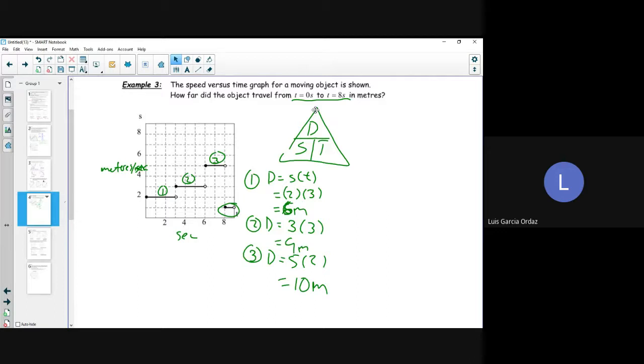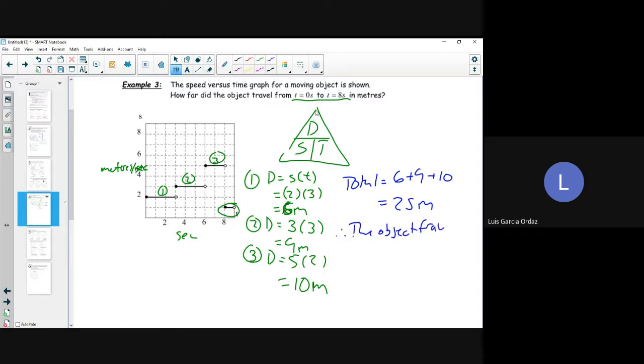So now that we need to find our total distance, all we're going to do is add up the first 3 segments. So total is equal to 6 plus 9 plus 10, which is equal to 25 meters. Therefore, the object traveled 25 meters from 0 to 8 seconds.